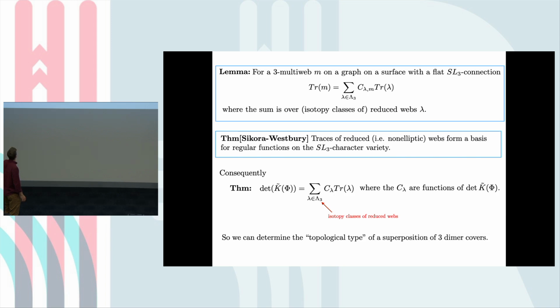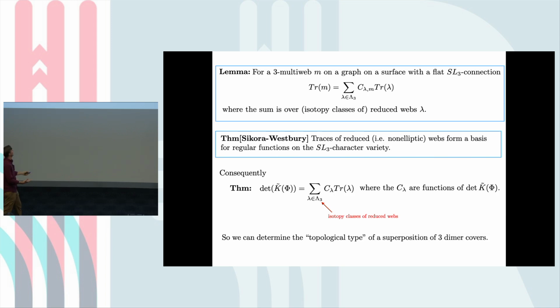reduced webs. And the analog of the Fock-Goncharov theorem for SL2 is a theorem of Sikora and Westbury that says that traces of reduced webs also form a basis for the regular functions on the SL3 character variety of the underlying surface. And therefore, our determinant, which we can compute, can be written as a sum of coefficients c_k times traces, but the sum is over all the isotopy classes of reduced webs on the surface, and by the result of Sikora and Westbury, the c_k can now be extracted, in principle, by some linear algebra from the determinant.